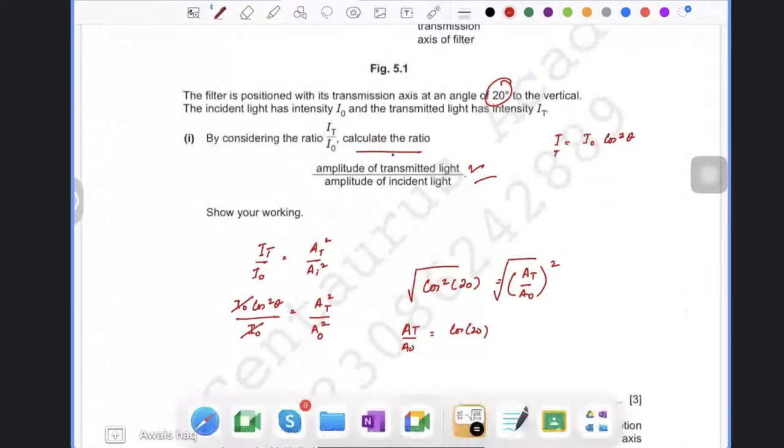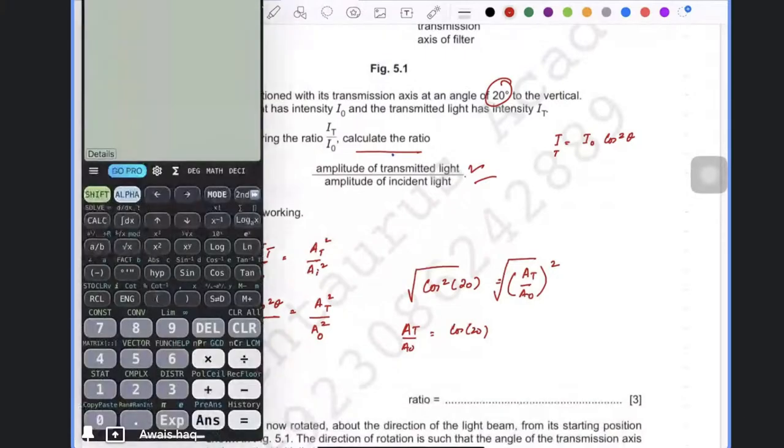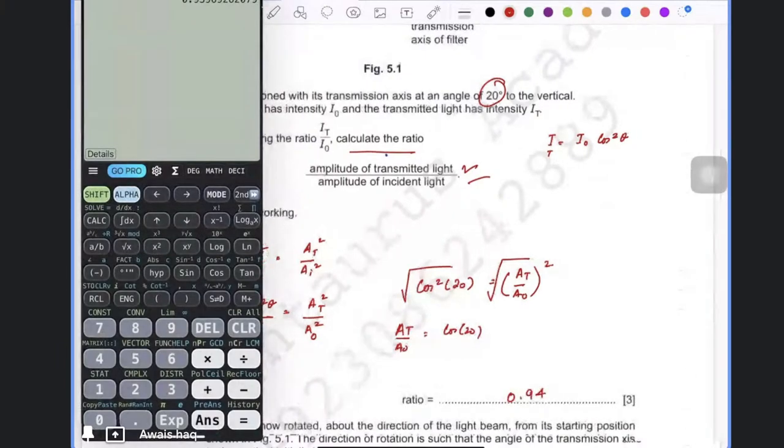Then keep in mind your calculator must be in degree mode, not radian. And your ratio will be 0.94. Please let me know if you have a question here.